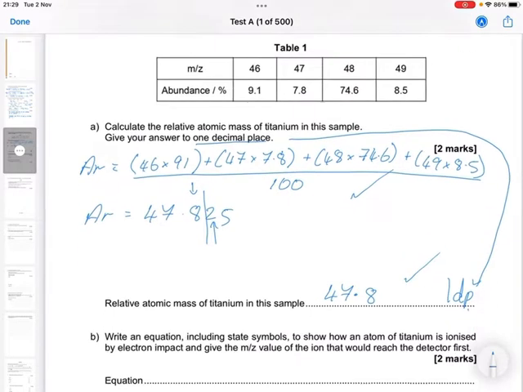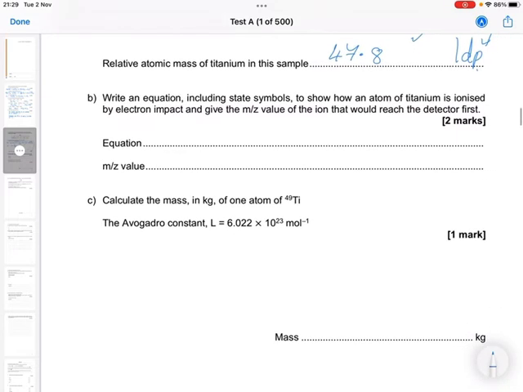Part B. Write an equation including state symbols to show how an atom of titanium is ionised by electron impact. So that's the one where you bombard it with an electron and it knocks an electron out. Give the m/z value of the ion that would reach the detector first. Okay, so let's start with the equation. So titanium, finding that element on the periodic table, is going to be Ti.